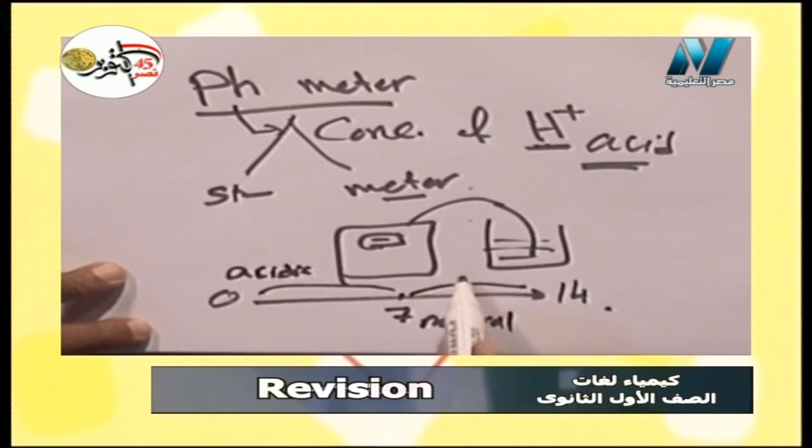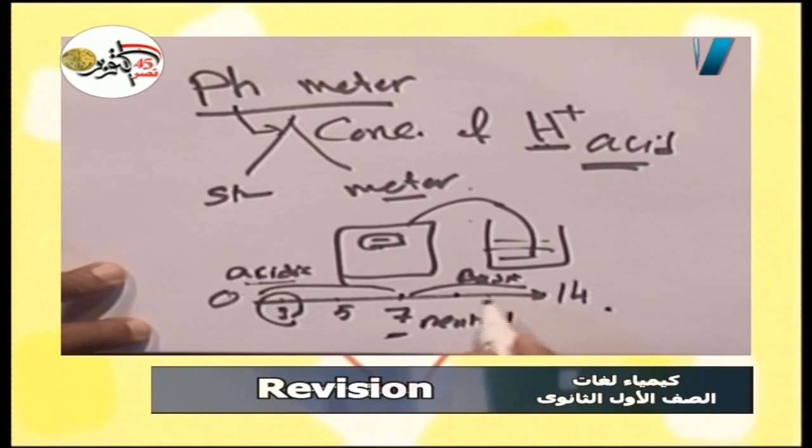More than 7 will be basic. So 7 is the neutral solution. If we measure the pH of the solution and the pH was 3, another solution was 5, both of them are acids, but which of them is more acidic? Number 3. As we go away from the neutral point in the two extremes, we mean the most basic substance and the most acidic substance.